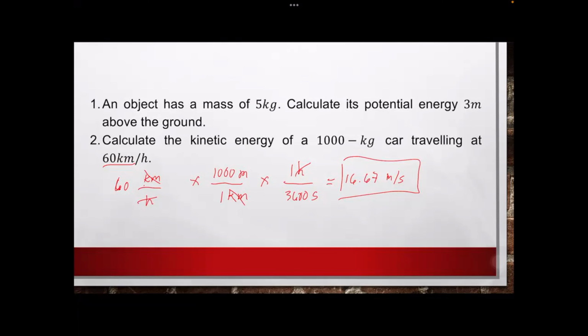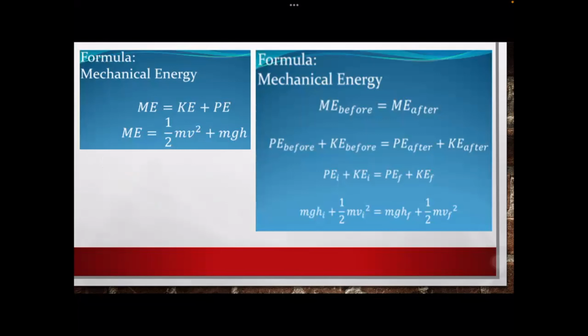Okay, the next is the formula for mechanical energy. Mechanical energy, ME is equal to KE plus PE. So, kinetic energy plus the potential energy. So, the mechanical energy is equal to 1/2 mv squared plus mgh. Again, the m is for the mass, the v is for the velocity, the g is for the gravity, and h is for the height. So, that is the mechanical energy, the combination of the kinetic and the potential.